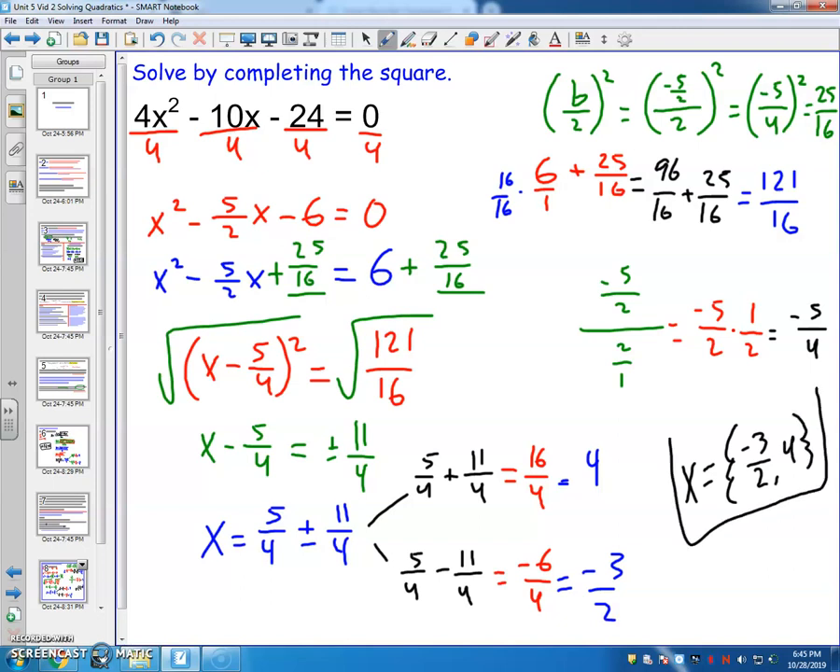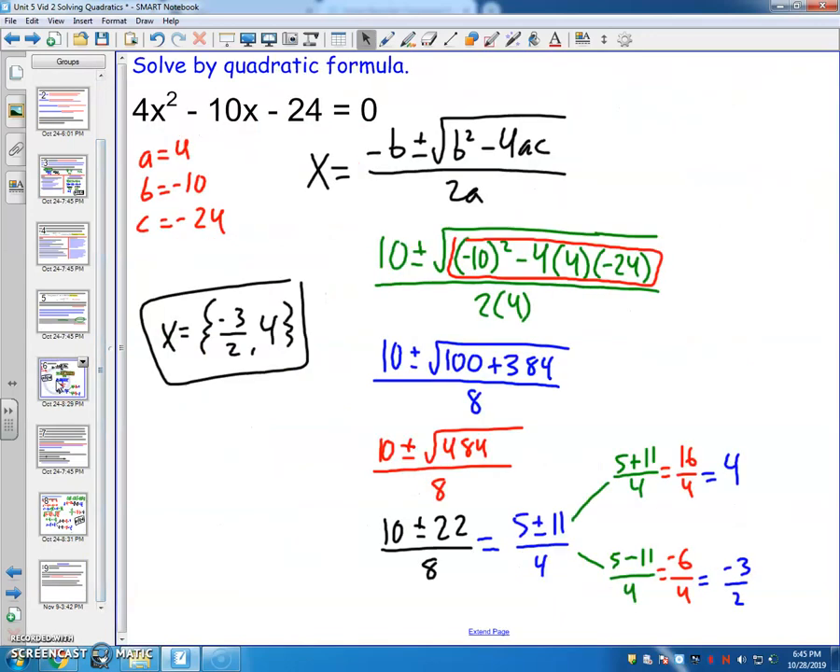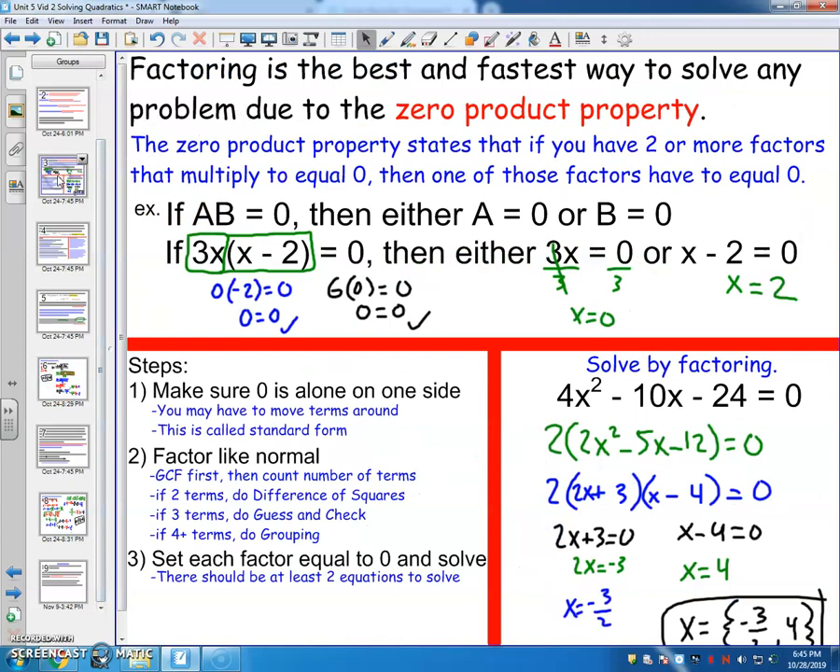So it's the longest, most complicated, but it does get you the same answers. I will do easier ones in class, but I tried to solve the same problem all three different ways so you can compare. So that's completing the square. The quadratic formula is shorter, and factoring is the shortest out of all three.